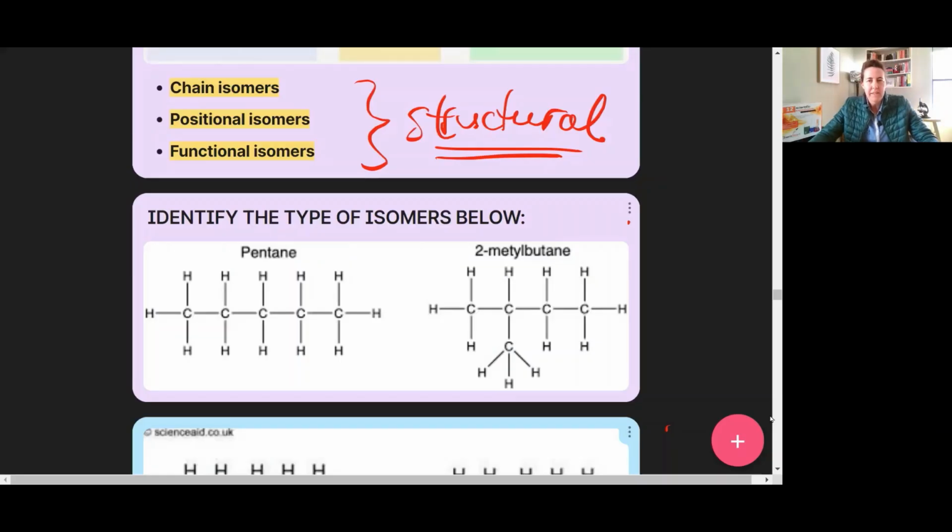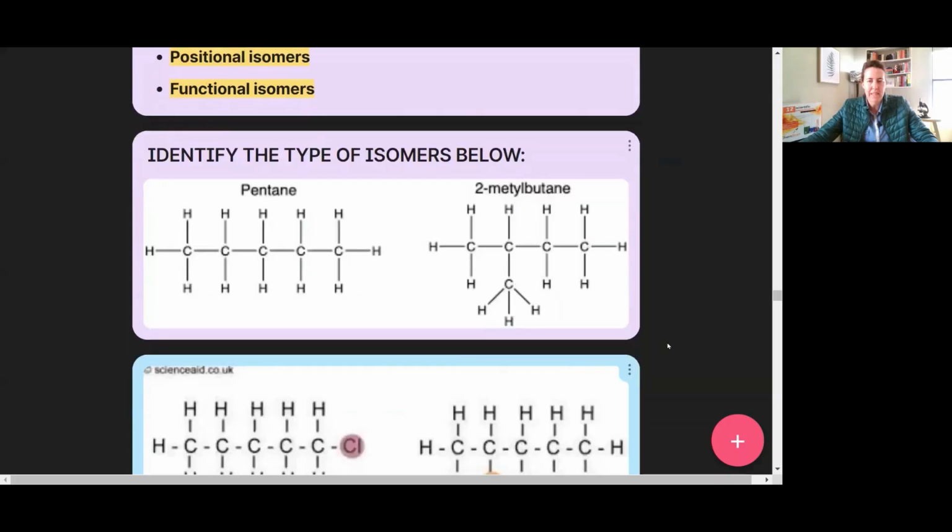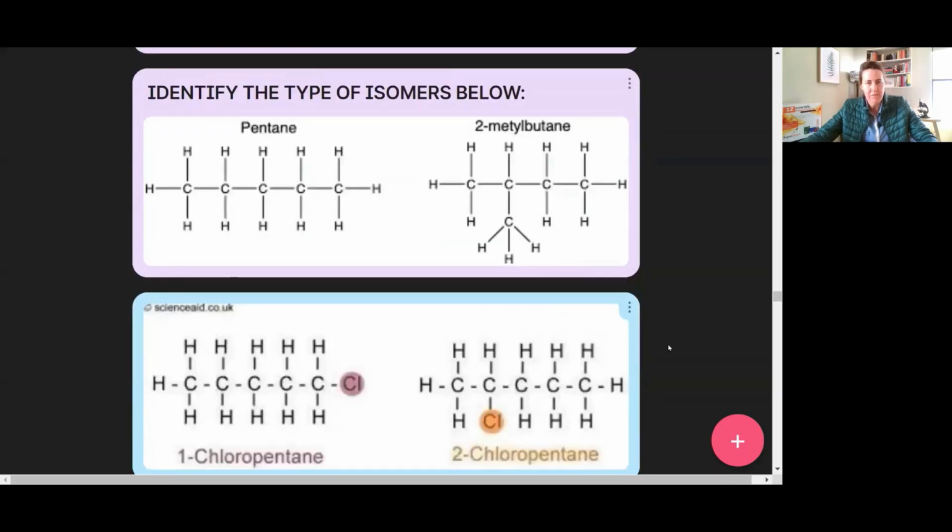We have learned about 3 different structural isomers, namely chain, positional, and functional isomers, and you can identify these types of isomers below. I would like you just to pause the video, look at the isomers, and then make your choice and think of the reason why.